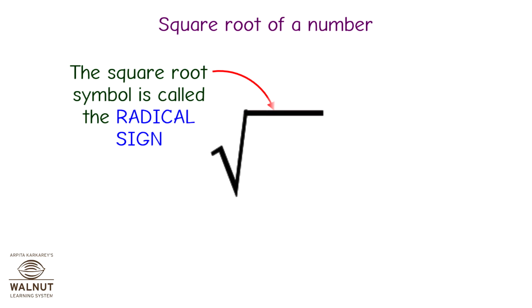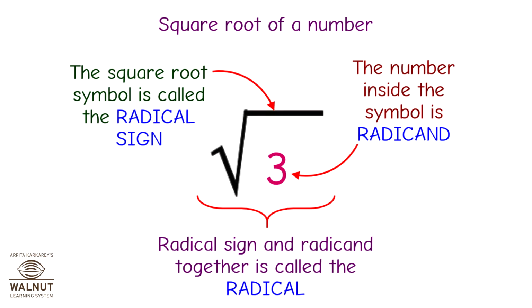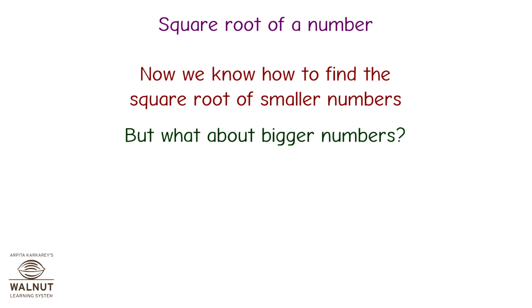The square root symbol is called the radical sign. The number inside the symbol is a radicand. Radical sign and radicand together is called the radical. Now we know how to find the square root of smaller numbers. But what about bigger numbers?